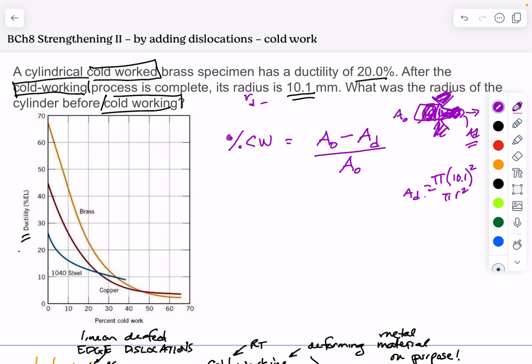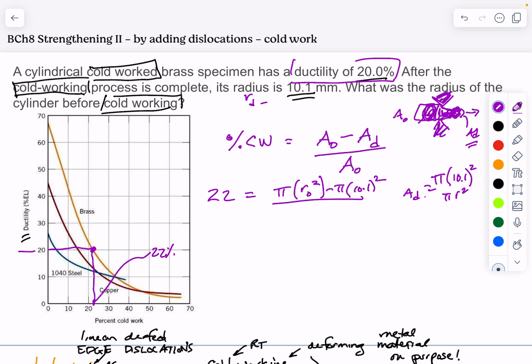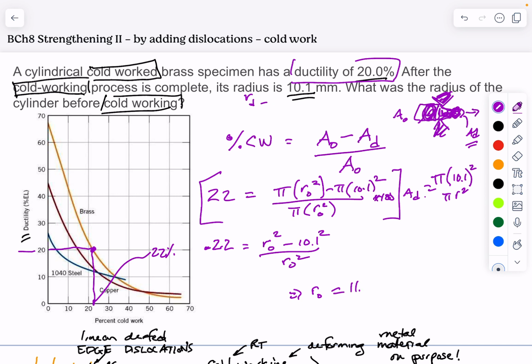On this problem statement, we're going to 20% ductility, and we are going to look for its intersection with the brass curve because it's brass, and then we're going to read down. That looks like about 22% to me. To solve this problem, we write 22 equals pi times the initial radius squared, minus pi times 10.1 squared, divided by pi times the initial radius squared, times 100. Doing some simplification, 0.22 equals, and all the pi's cancel out, r naught squared minus 10.1 squared divided by r naught squared. If you carry that through, you will find that r naught is equal to 11.44 millimeters.